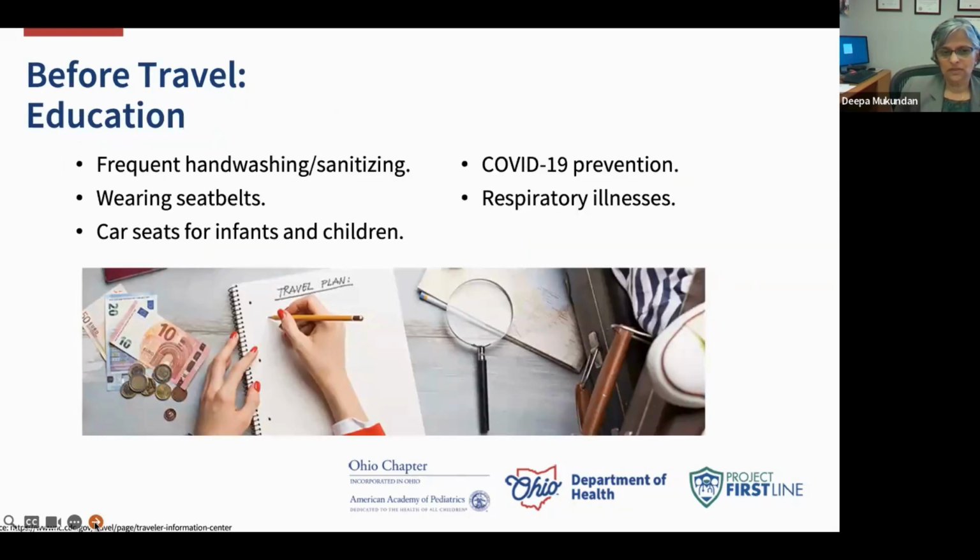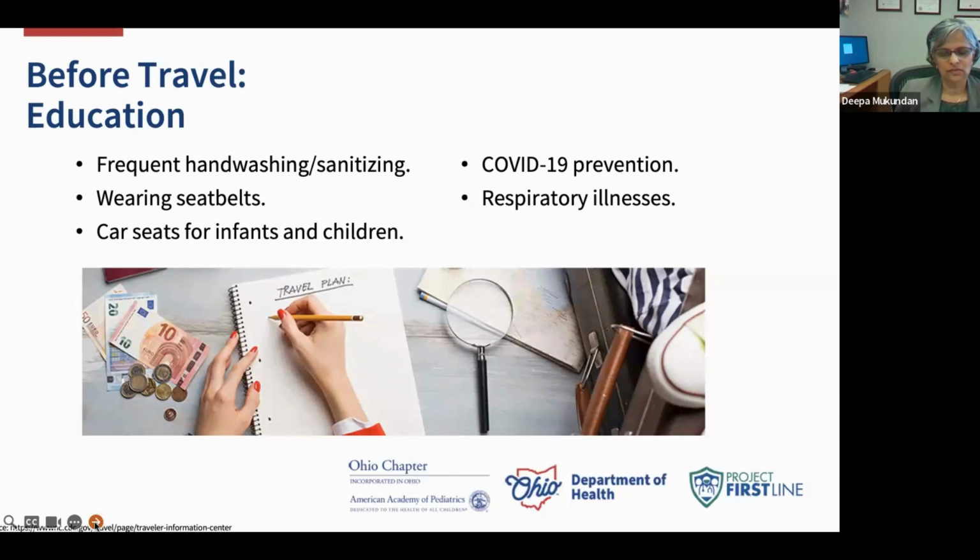The education piece. Till now we talked about vaccines and prophylaxis, and then education is extremely important. Frequent hand washing and sanitizing. Understand hand washing in dirty water really doesn't hold, so you do need clean water to wash your hands. If that's not available, then a sanitizer is a reasonable alternative. And other things that you need to do: wearing seat belts, and using car seats for infants and children.